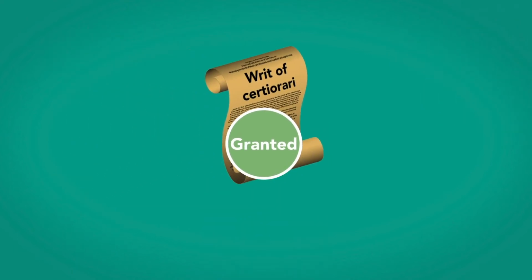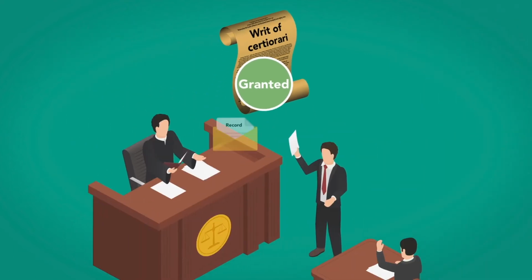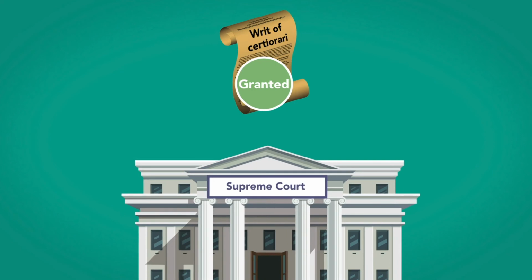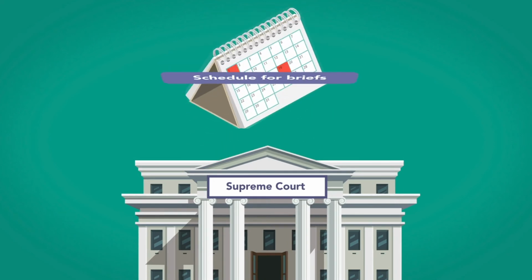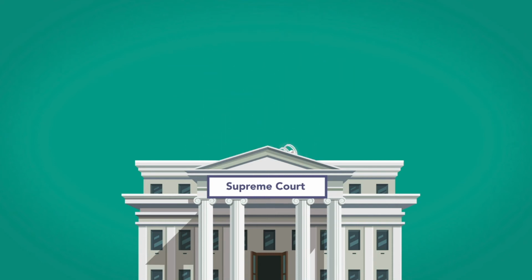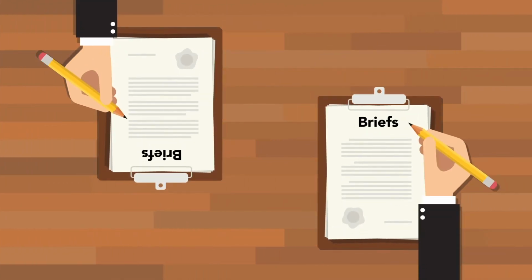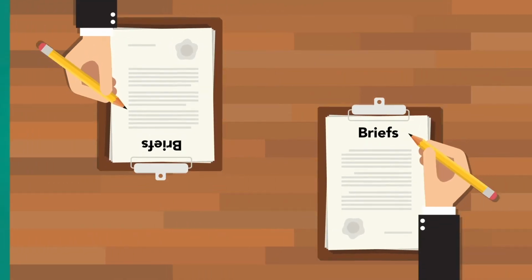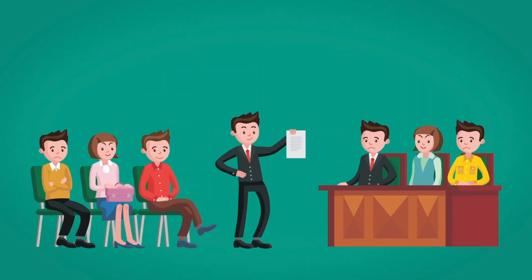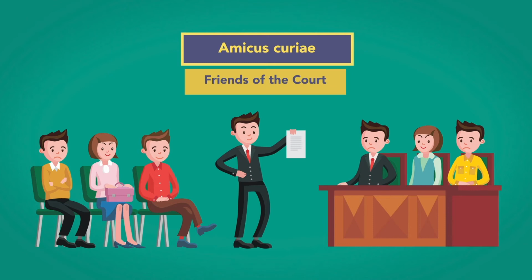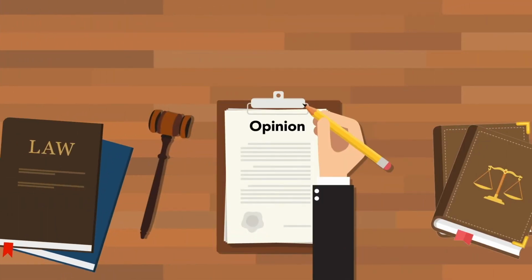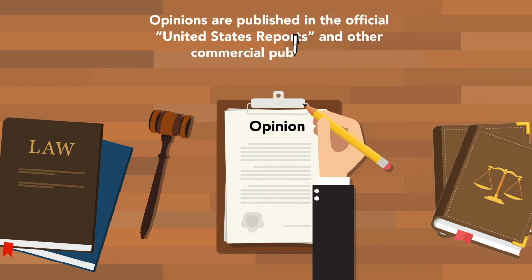If granted, this writ orders the lower court to send the record of the case to the Supreme Court. The Supreme Court reviews the record and sets a schedule for briefs and, in some cases, oral arguments. The parties each write briefs arguing their positions, and many important Supreme Court cases are accompanied by briefs filed by interested outside parties called amicus curiae, or friends of the court. After the case is argued, the court renders a decision in an opinion. Opinions are published in the official United States Reports and other commercial publications.